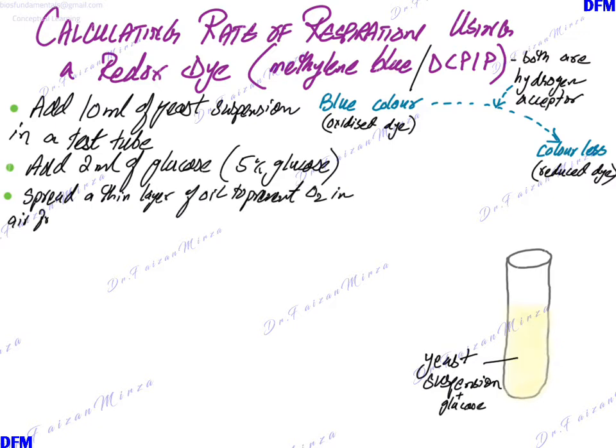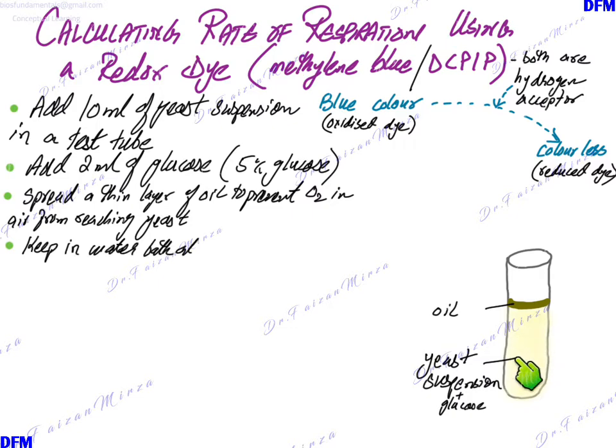I'll spread a thin layer of oil at the top, and this oil will prevent oxygen from entering the yeast, so yeast will keep on respiring here, and all the gases being released won't be allowed to escape either. So we can expect that since there is no exchange of gases, whatever is happening here will stay within this condition, because the oil will not allow mixing. It will be a barrier between these two interfaces.